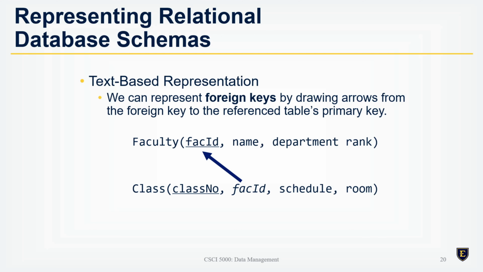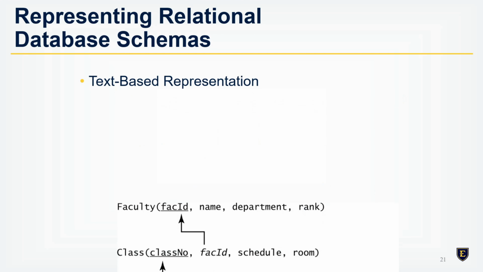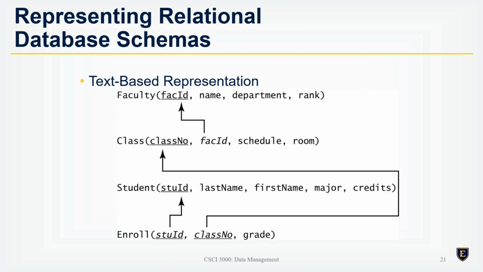So we can start building a series of foreign keys in this manner, and we see now that we have added the student, which has no foreign keys out to anything, but there is a foreign key that points to it. So we have student ID as the primary key of student, last name, first name, major, and credits. But then if we look at the enroll table, we have the student ID, which enrolls in a class, which is represented by class number.